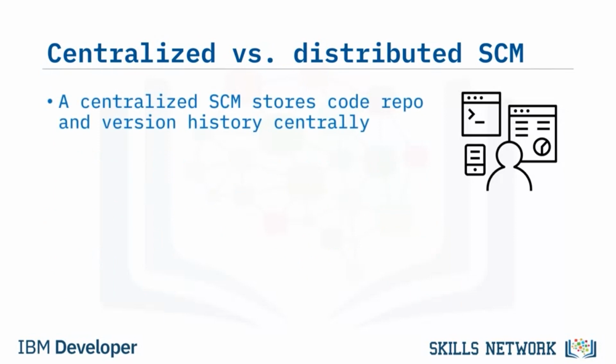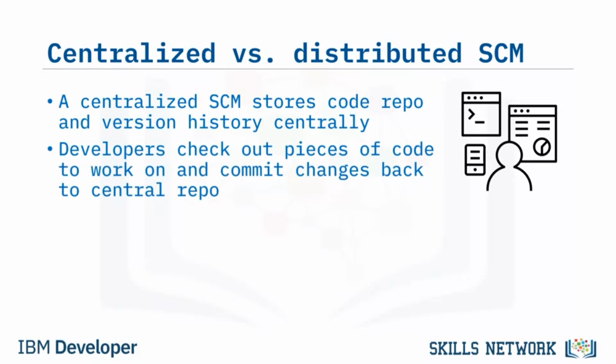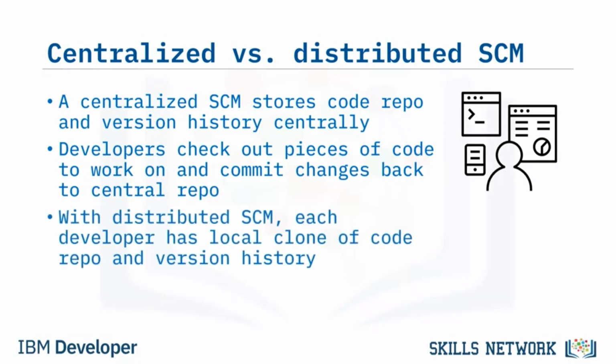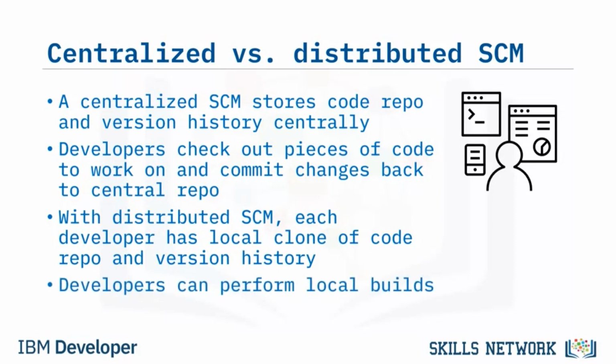A centralized SCM stores the code repository and version history centrally, and developers check out pieces of the code and work on it and commit changes back to the central repository. Builds must be done at the central repository because that's the only place that all of the code exists. With distributed SCM, each developer has a local clone of the entire code repository and version history. This means they can perform local builds because each developer has the complete code locally.